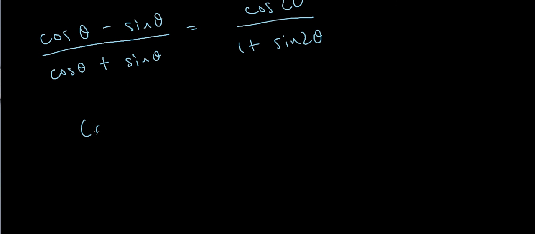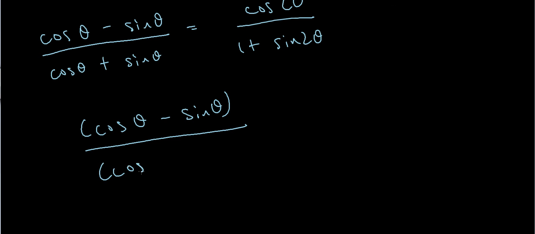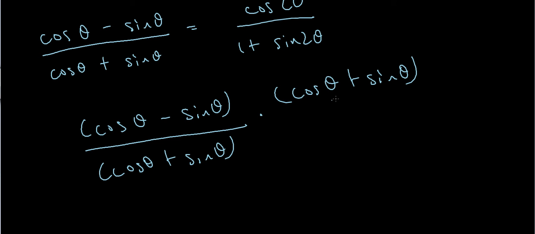Well, I've got the cosine of theta minus the sine of theta, all divided by the cosine of theta plus the sine of theta, and I want to multiply the top and the bottom of this fraction by cos theta plus sine theta. So I'm going to multiply this by the cosine of theta plus the sine of theta, and the bottom by the cosine of theta plus the sine of theta.